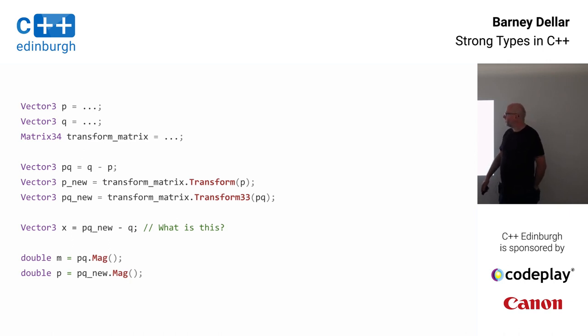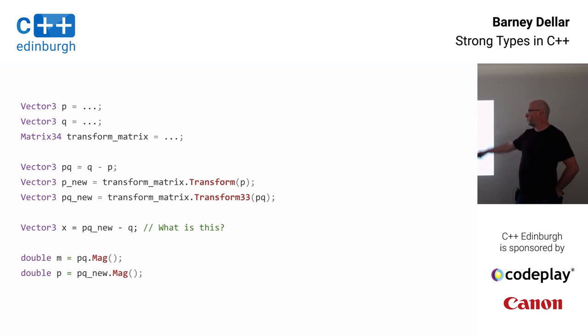That means we can write code like this. We can have points P and Q. We can create a vector from P to Q by subtracting one from the other. We can transform them from one space to another. So P new has been transformed into a new space. PQ new has been transformed as a vector.